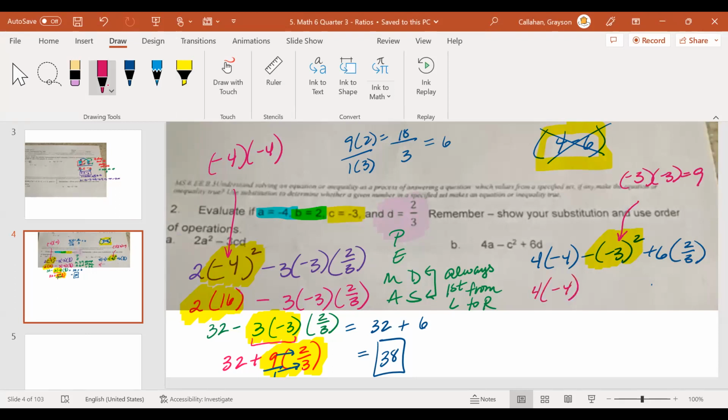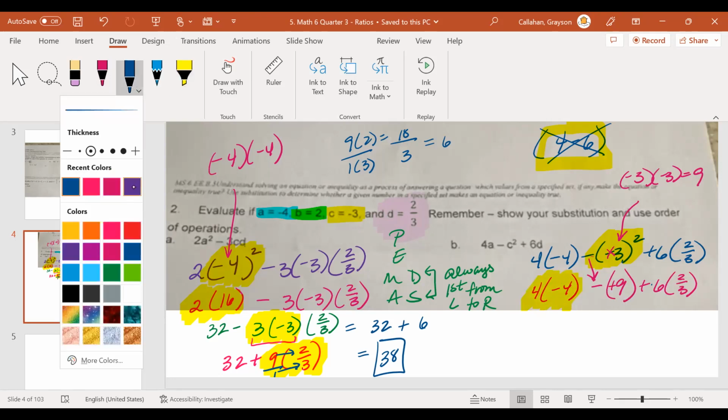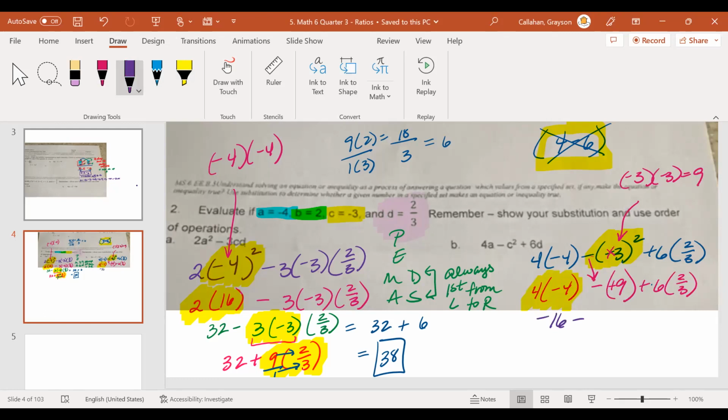You got to be very careful with this. Do you see how the double negative here makes it a little bit messy? This negative goes here. This negative is gone because negative times the negative is a positive 9. Do you see that? What's next? Left to right, multiply. Which gives you negative 16 minus.